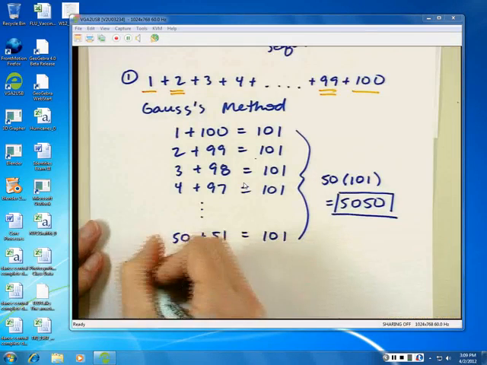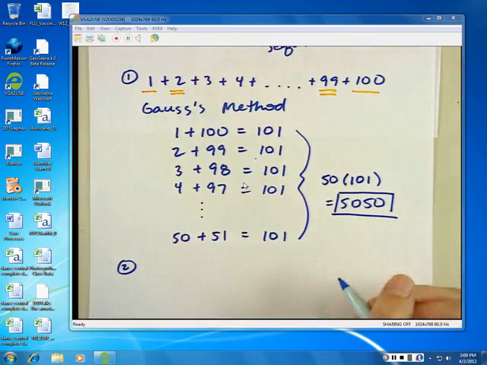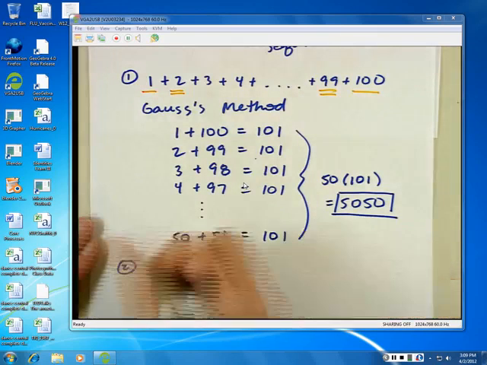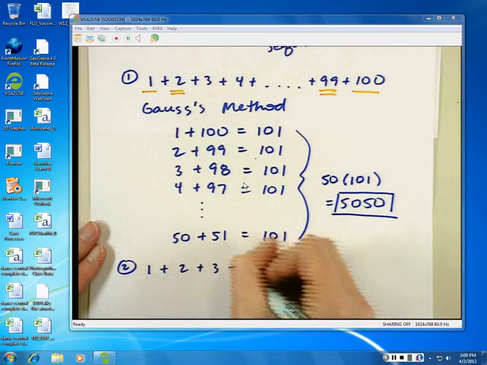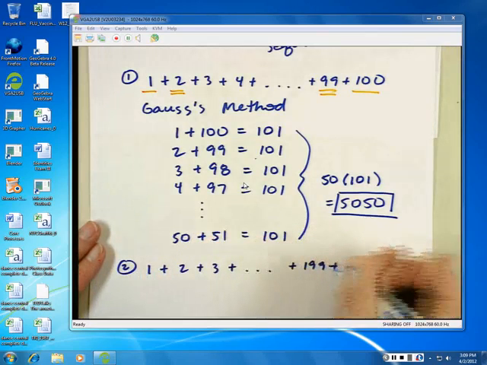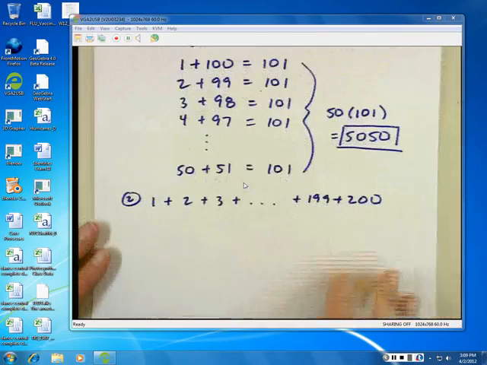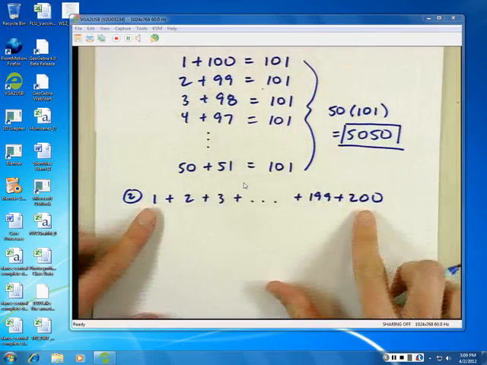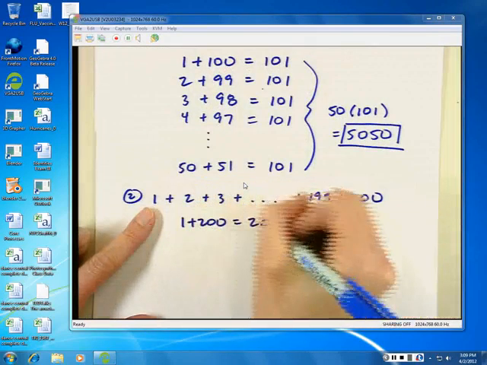Let's do another one that's not up to 100. Let's do, still adding counting numbers, so we'll do 1 plus 2 plus 3 plus, let's go up to 200 this time. So 199 plus 200. So using the method of Gauss, we do the same pairing. We start with 1 plus 200. 1 plus 200 is 201.